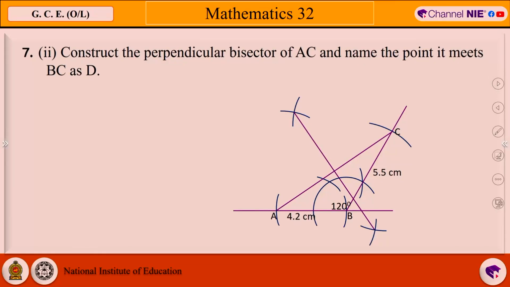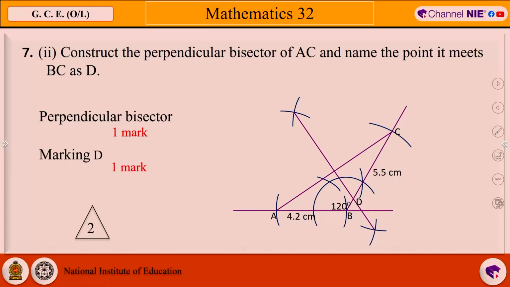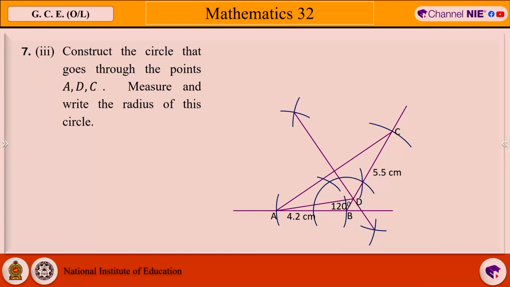This is the perpendicular bisector of AC, and the point it meets BC is D. For this part, you get 2 marks: 1 mark for the perpendicular bisector, and another mark for marking D. That is the end of second part. In the third part, we have to construct the circle that goes through the points A, D and C. After that, we have to measure and write the radius of this circle. First, we will construct the circle.